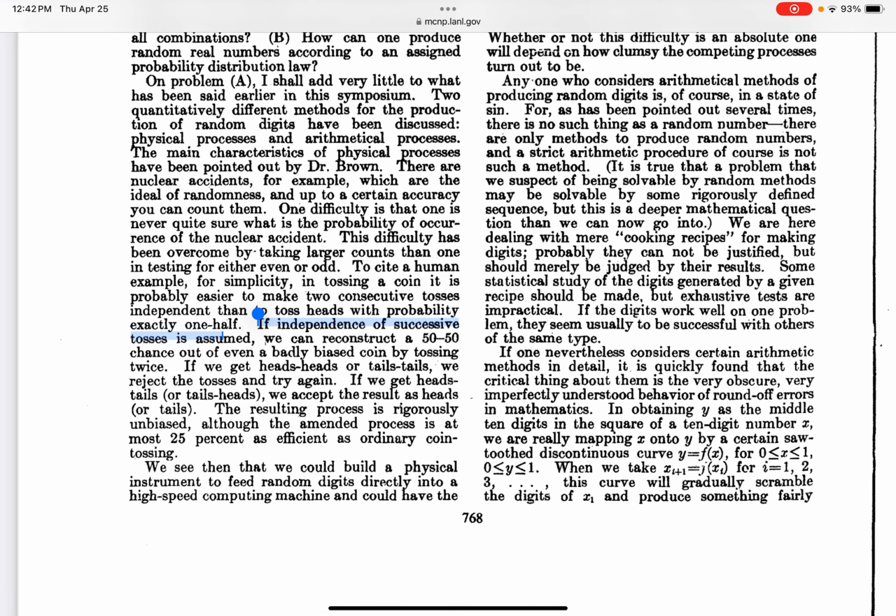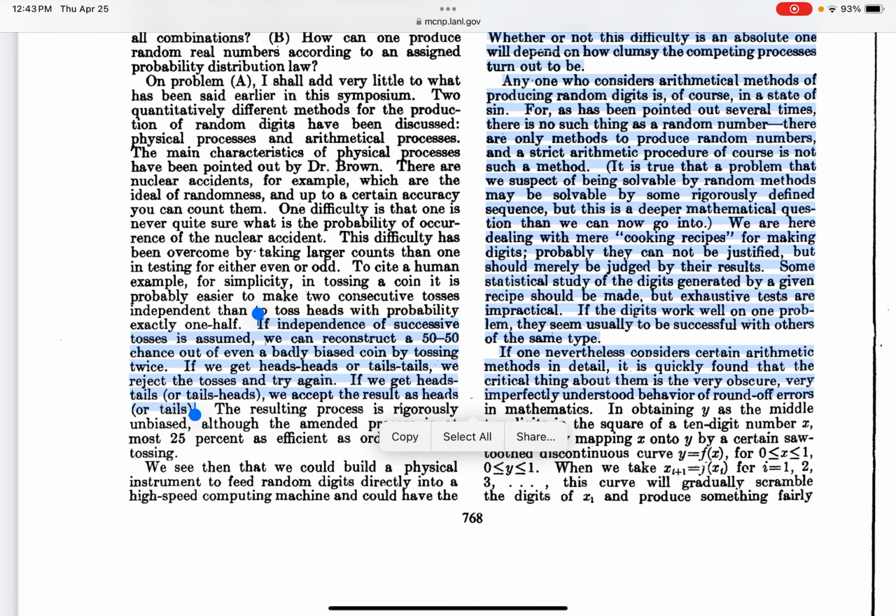I'll highlight it again, and I will go through this answer with you. So if independence, and again, we have independence in our coin, we know that the previous flips have nothing to do with the current flip. So we can reconstruct a 50-50 chance out of even a badly biased coin by tossing twice. If we get heads, heads, or tails, tails, we reject the tosses and try again. If we get heads, tails, or tails, heads, we accept the result as heads or tails.